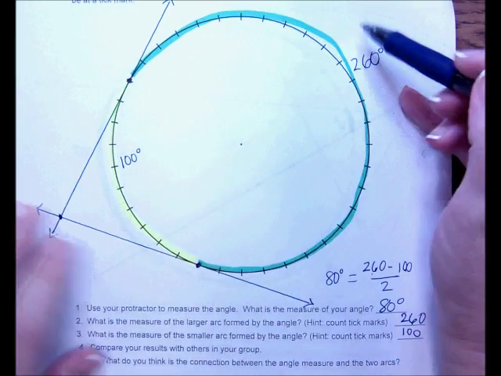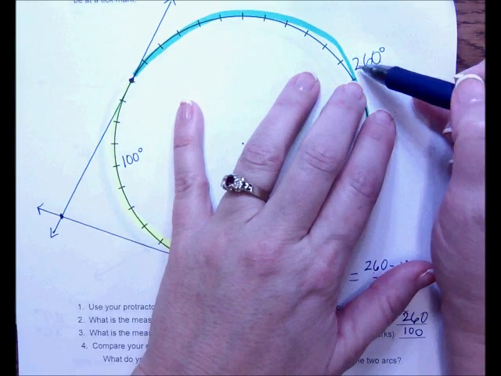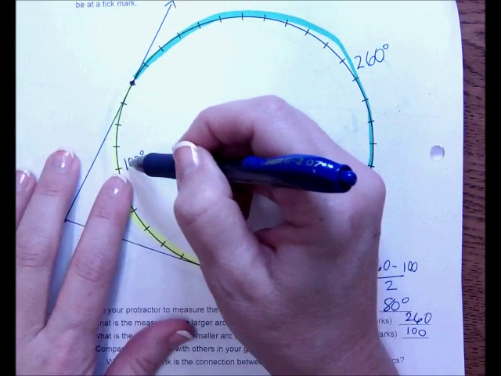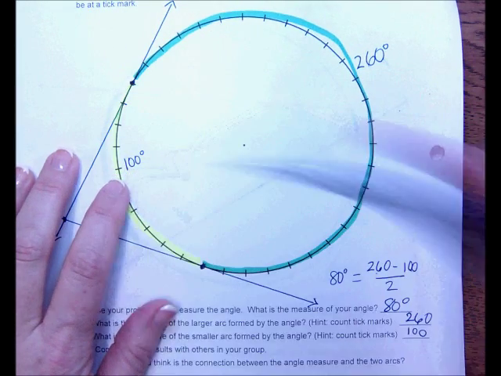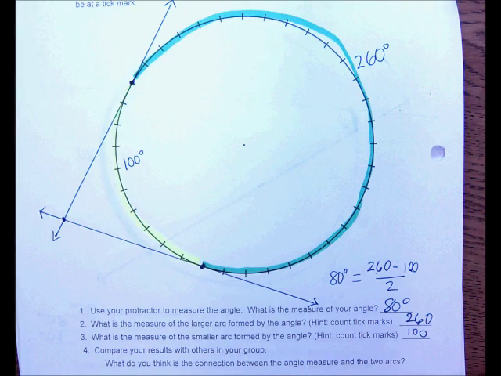Now sometimes I'm not given tick marks, but I'm given that this is 260, so I have to figure out this arc by using 360 minus 260 is 100, and then I subtract the two arcs and divide by 2 to find the angle.